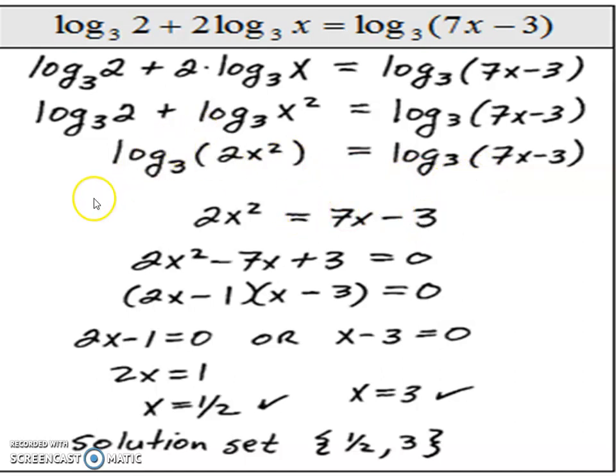That's why log to the base 3 gets cancelled, and the middle is equal. So we remain with only these terms: 2x square is equal to 7x minus 3. We simplify, obviously: 2x square minus 7x plus 3 equal to 0.